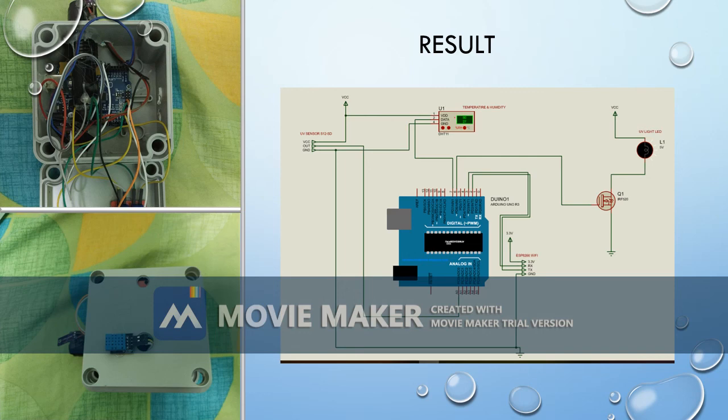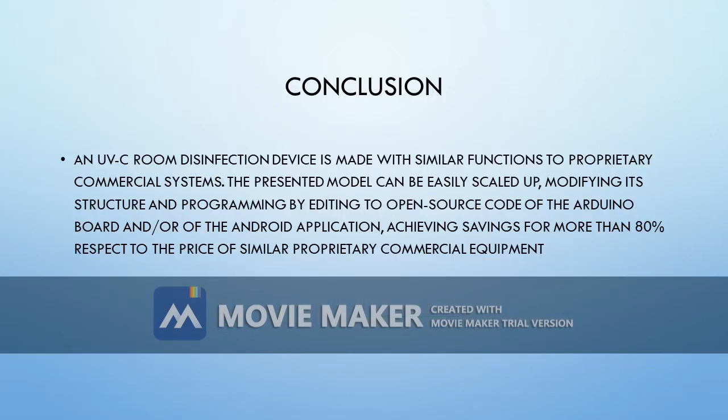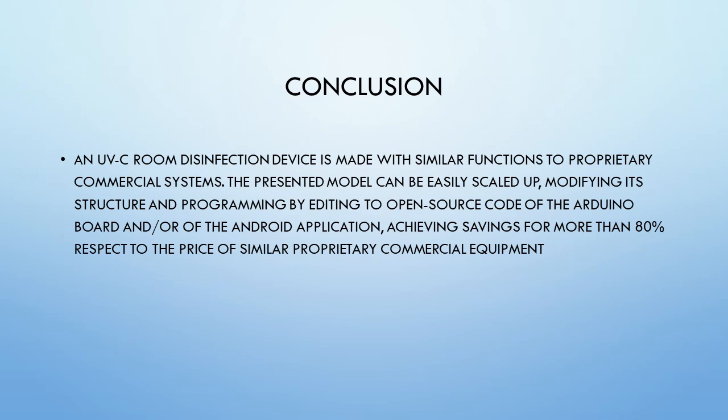It is made with a function similar to proprietary commercial systems. In this case, the proprietary commercial system is similar to sanitization using alcohol. The presented model can be easily scaled up, modifying its structure and programming by editing the open source code of the Arduino board or the Android application, achieving savings of more than 80% with respect to the price of similar proprietary commercial equipment.